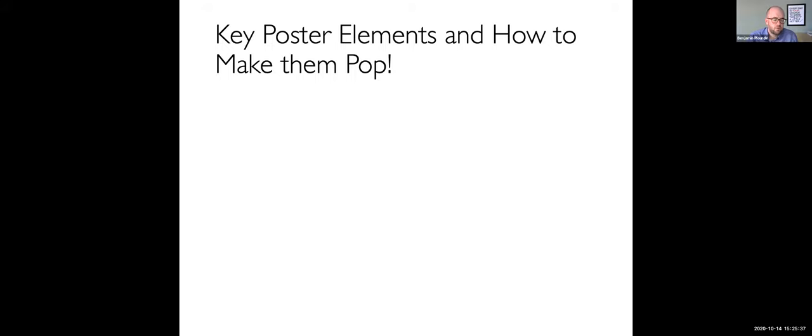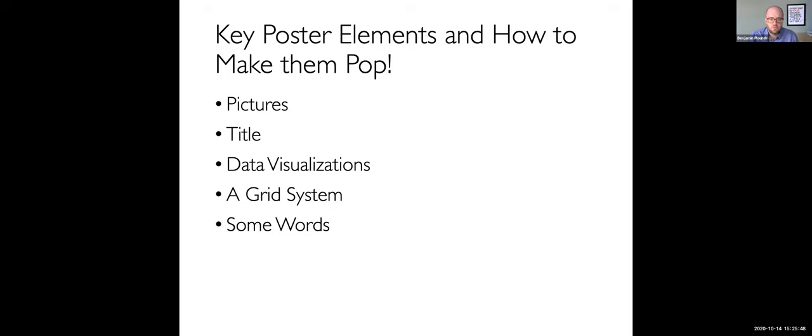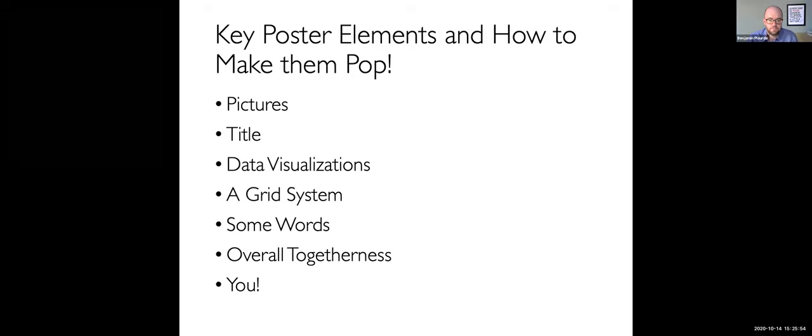So to do that, we'll focus on the key elements of a poster and how to make them pop. And we'll do so in order of how important they are. Starting with pictures, followed by title, then data visualizations, grid system, the words on your poster, its overall togetherness, and finally, you, the person standing next to it.